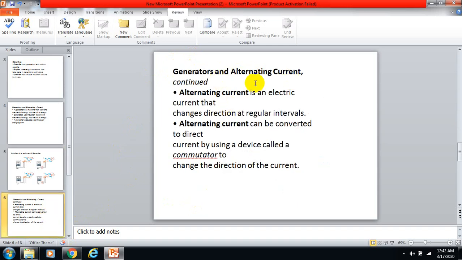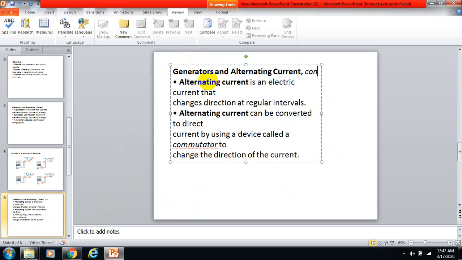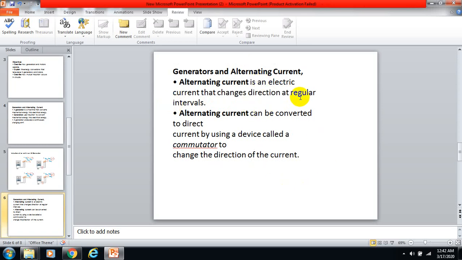Now generators and alternating current. We will remove this word "continued" as it is already continued. Okay. Generators and alternating current. Alternating current is an electric current that changes direction at regular intervals. Now regular interval means what? By the passage of time. Interval means like the span of time. It changes the electrical current.